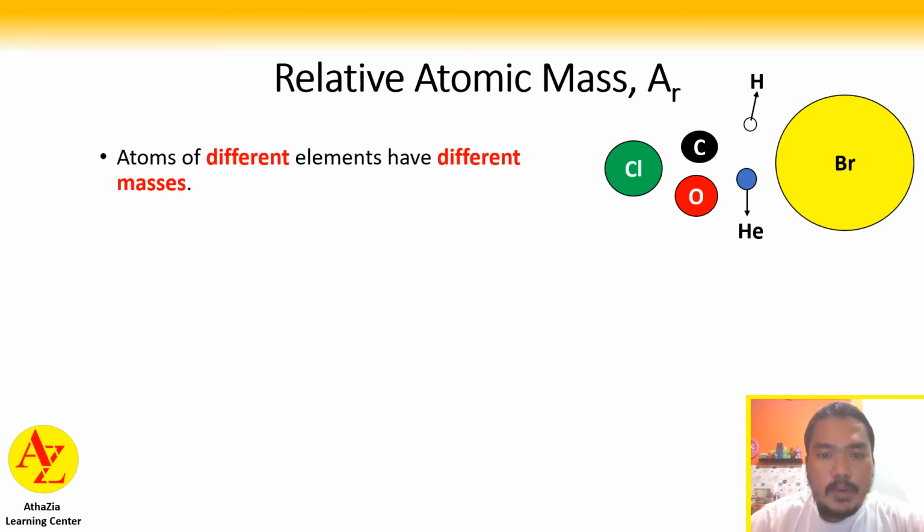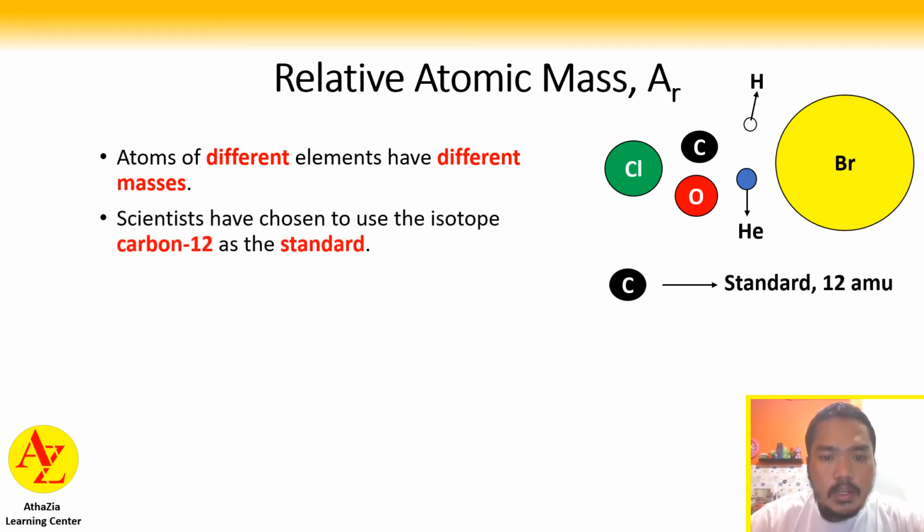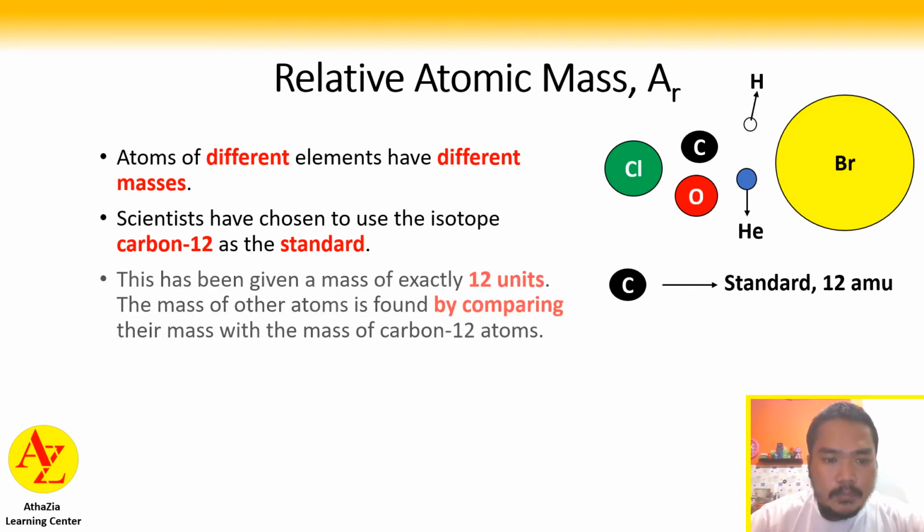To overcome this problem, we have to weigh a lot of atoms, and then we compare this mass to the mass of the same number of standard atoms. Scientists chose the isotope carbon-12 as the standard. They have given it a mass of exactly 12 units. The mass of other atoms is found by comparing their mass with the mass of carbon-12.